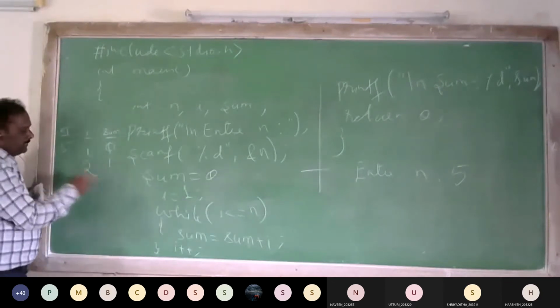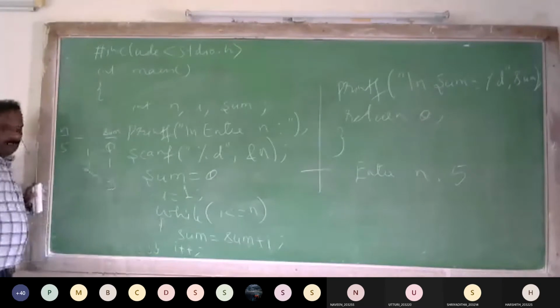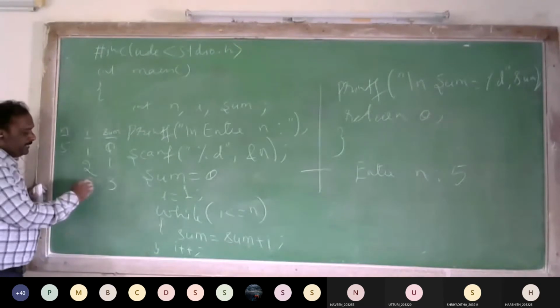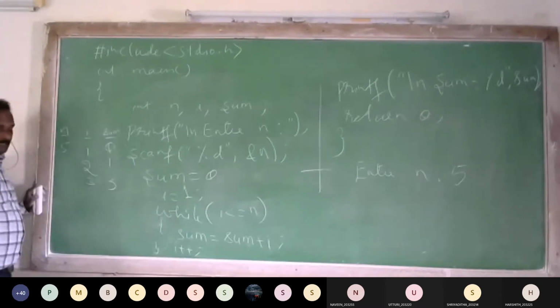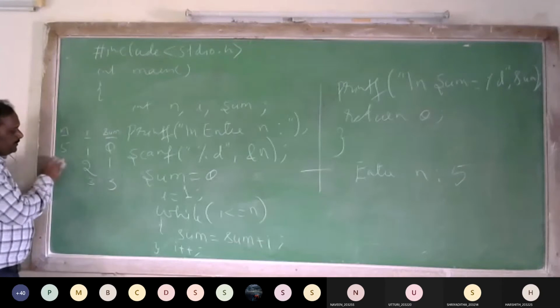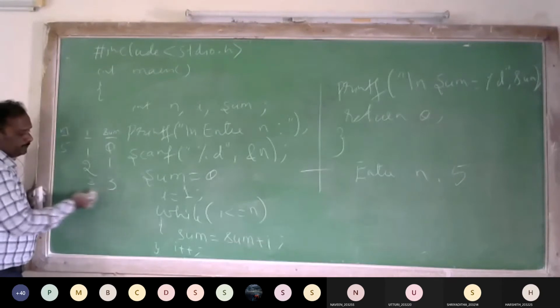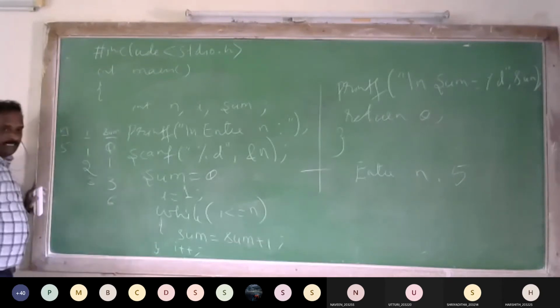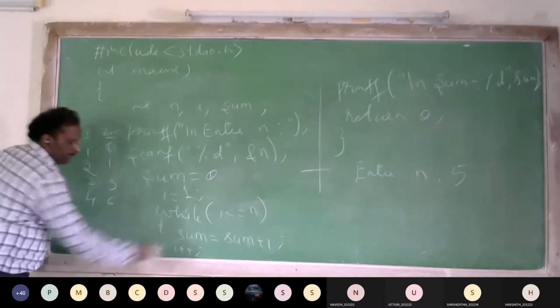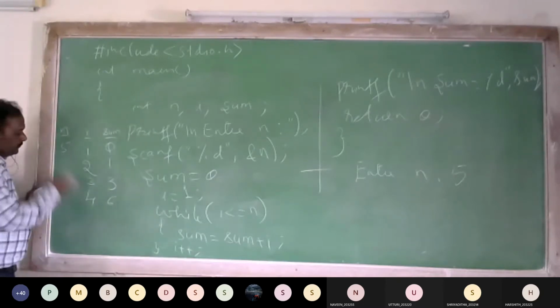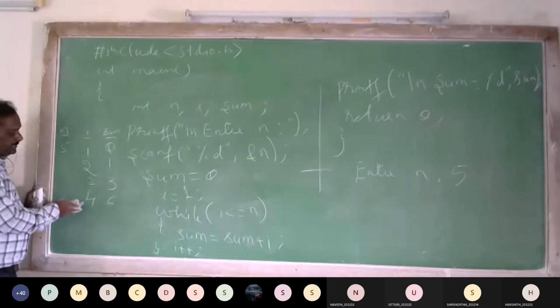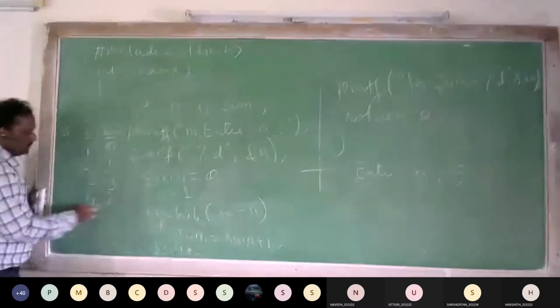Now, sum is equal to sum plus i. 1 plus 2 is 3. To get the next number, i plus plus. 3 less than or equal to 5. Yes. Sum is equal to sum plus i: 3 plus 3, 6. To get the next number, i plus plus, 4. 4 less than or equal to 5.